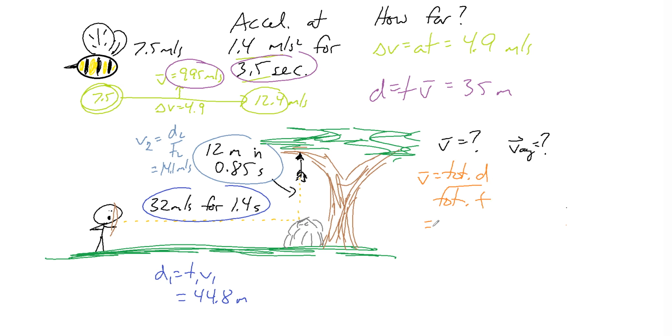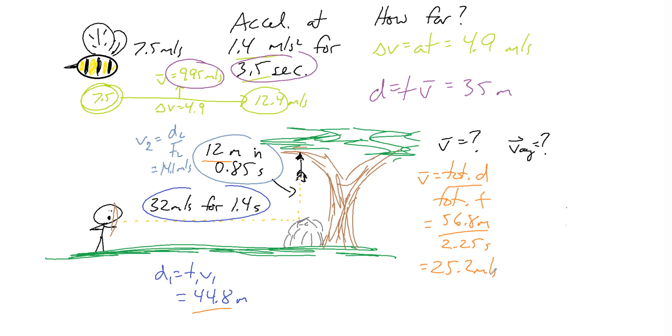So I've got both my distances, that's perfect. I've got the 44.8 and I've got the 12, so I can add those two distances together, which of course would be 56.8 meters. And I've got my two times. I've got the 1.4 and the 0.85, so add them together, which is 2.25 seconds. So total distance and total time. And if we divide those two out, we will get about 25.2 meters per second, and that would be my average speed of my arrow.